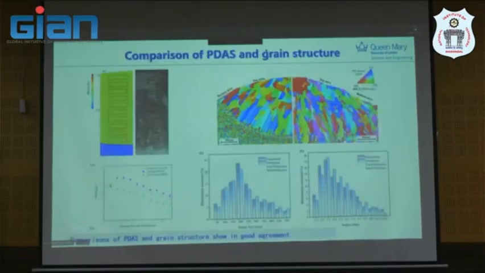The PDAS is the primary dendrite arm spacing. The grain structure and PDAS from the simulation results and experimental results are compared with each other, and the results show they are in good agreement. We also compared the experimental results in this figure, which is the EDS result.